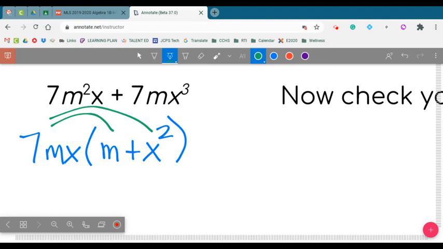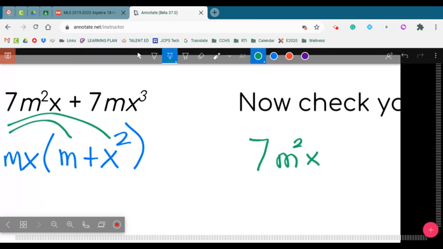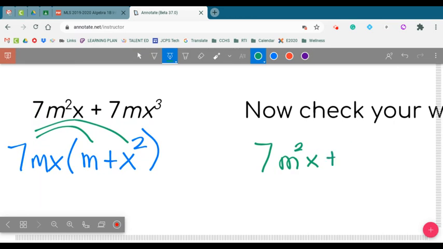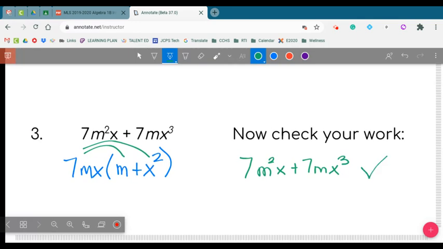So then I'm going to distribute to check my work. 7 times 1 is going to give you 7. m and m is going to give you m squared. I'm just going to tack on my x. 7 times x squared is just going to give you 7. And then m. Then you had an x and 2 x's, so you're going to get x to the third. Is that what I started with? Yes.